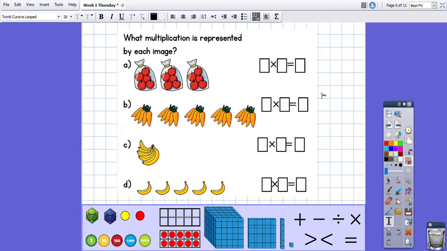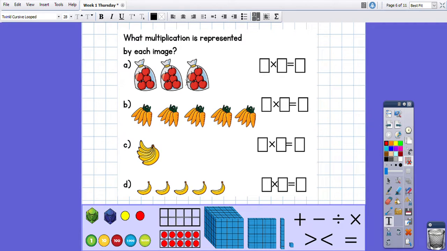You need to write the multiplication that each image represents. So this is your challenge for me, okay? I want you to pause the video and write them down for me, or tell somebody what they are, and then we can see if you're right when you come back.